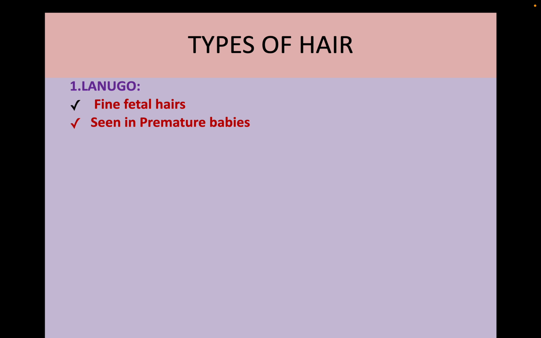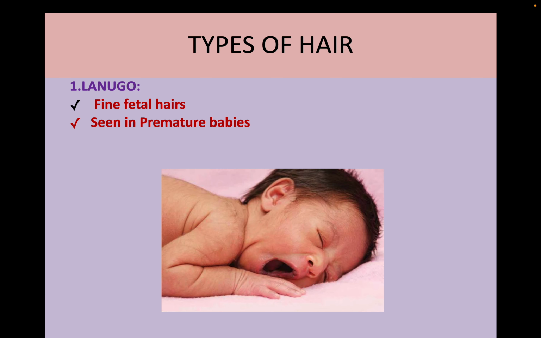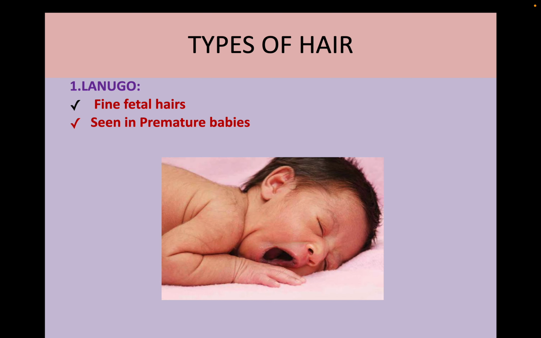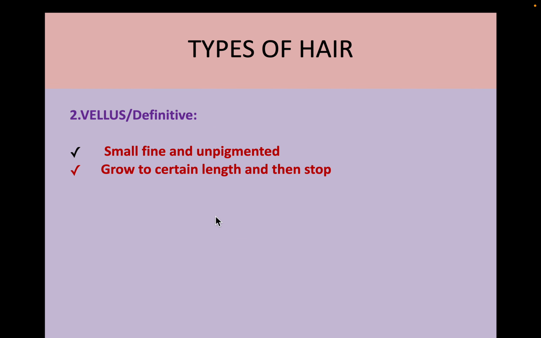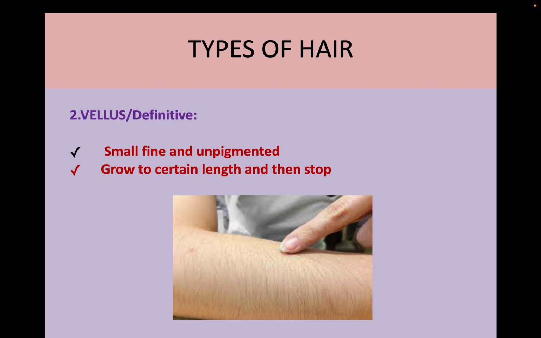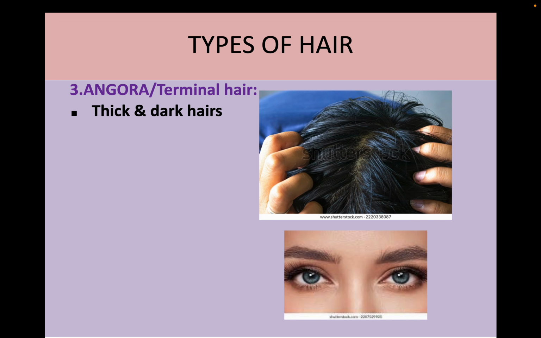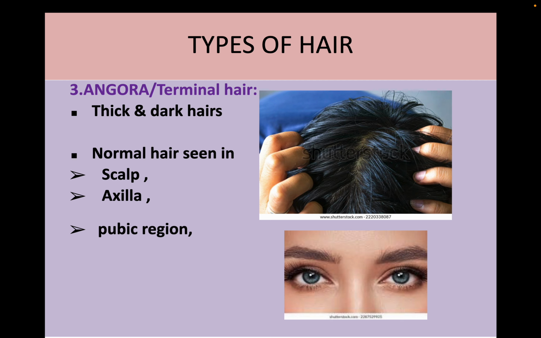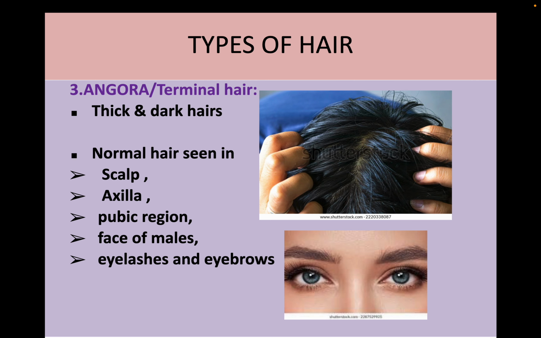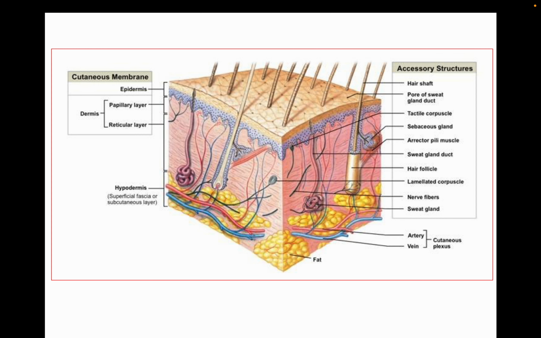Now what are the different types of hair? Lanugo, these are fine fetal hairs seen in premature babies. So all over the body you can see the fine fetal hairs. Then vellus or definitive, small fine unpigmented hair that grows to a certain length and then stops. Then angora or terminal hair, thick and dark hairs, normal hair seen in scalp, axilla, pubic region, face of males, eyelashes and eyebrows. So these are basically the whole structure of the skin with the accessory structures.